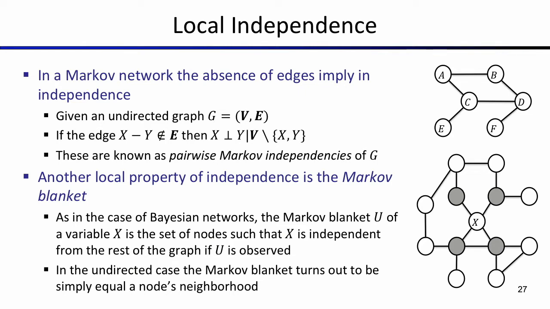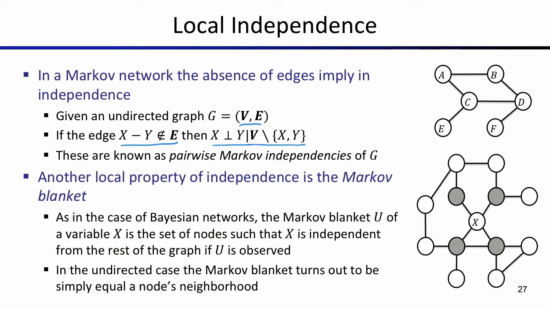So if you think about the undirected graph G that is composed of a set of vertices and a set of edges, if you have one missing edge, so say the edge x, y is not present in the set of edges, it means that x is independent of y given all the variables, all the nodes, minus x and y.